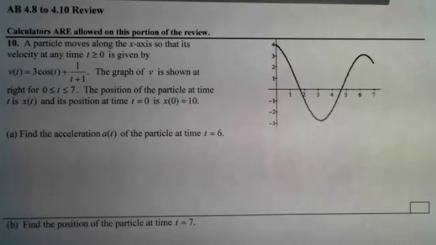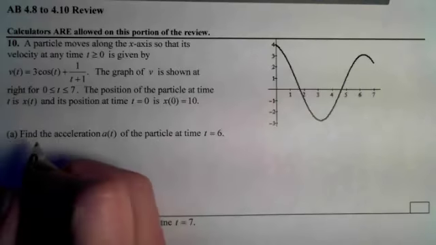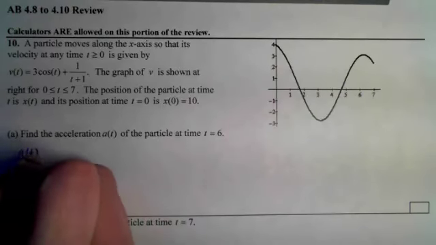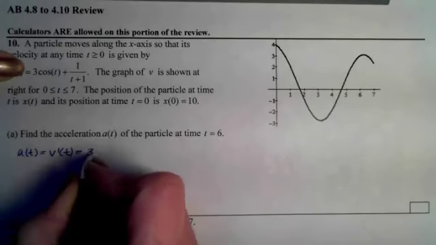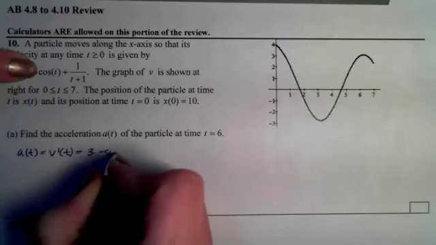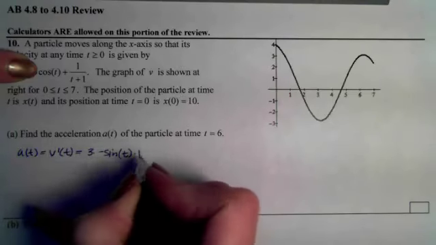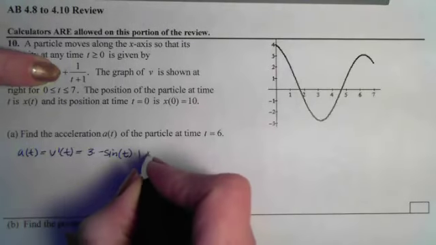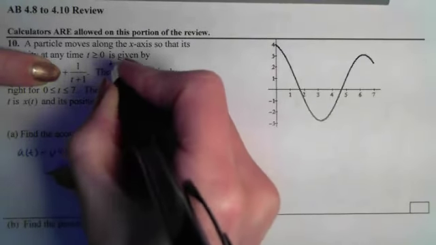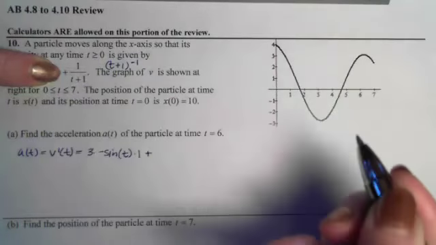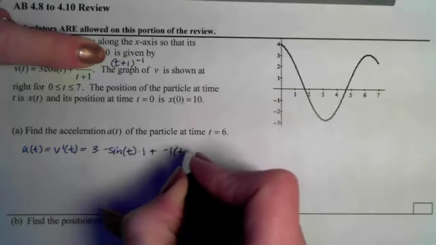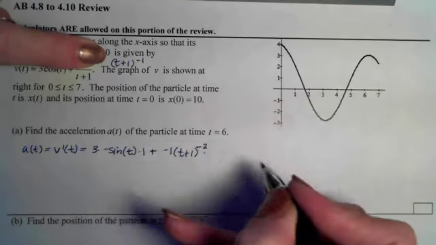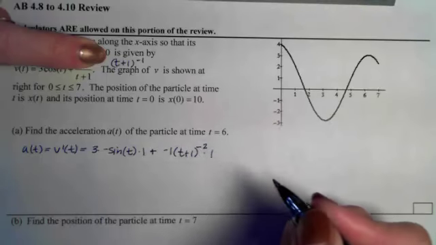In part A, the first thing they're asking us to do is to find the acceleration of the particle at time t equals 6. Well, we know that acceleration is the derivative of the velocity. So if I take the derivative of this, I will move through the 3, hit the cosine, inside left alone, derivative of the inside. When I go to this, I'm going to rewrite it as a t plus 1 to the negative 1 power. So if I do the derivative of that, it would be a negative 1 times a t plus 1 to the negative 2 times the derivative of the inside, which is 1.